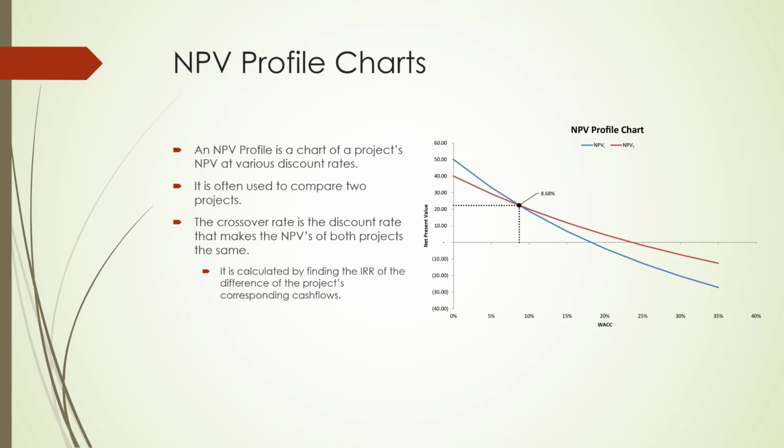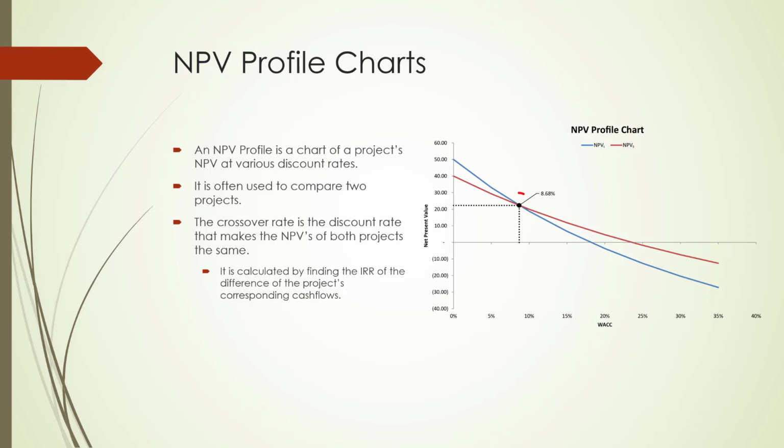Now there's a couple of key points here. First of all, notice where each line crosses the x-axis. That's the point at which the NPV equals 0. We call that discount rate that makes the NPV equal to 0 the internal rate of return, or the IRR. We'll see that in just a second.